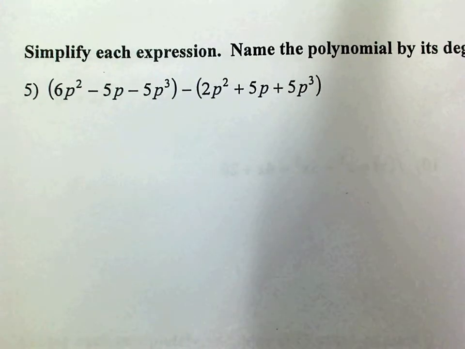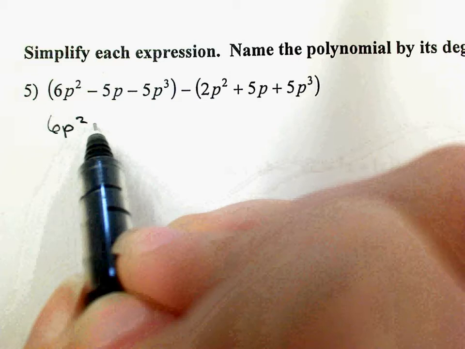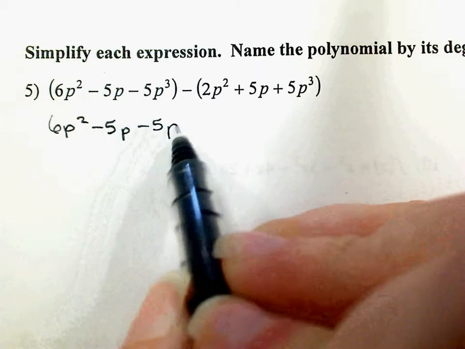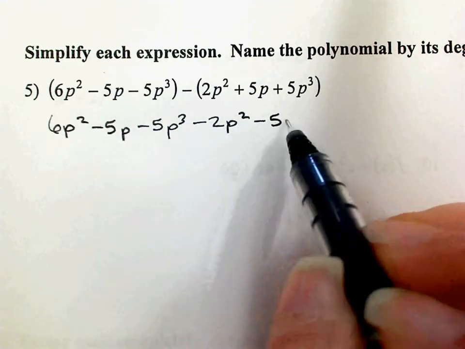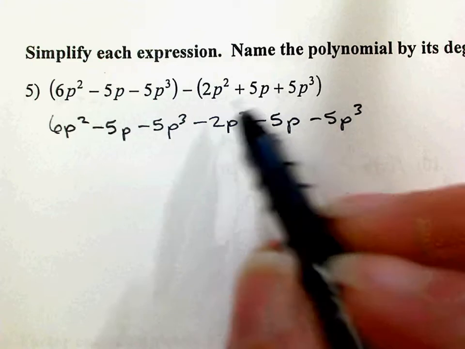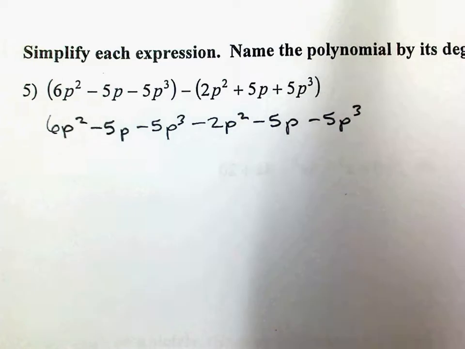Simplify each expression, name the polynomial by its degree and number of terms. Okay, do not make this question harder than it is. What are you saying? Right, she's saying I need to distribute the negative because all I'm doing is subtracting, right? Not multiplying. Do not sit there and start multiplying these. Okay, so I am subtracting, so I'm going to go ahead and rewrite this. 6p squared minus 5p minus 5p cubed, and then what? Right, I'm subtracting this whole thing, so all I need to do is remember to change the signs. If this had been a negative, I would have made it a what? Positive.